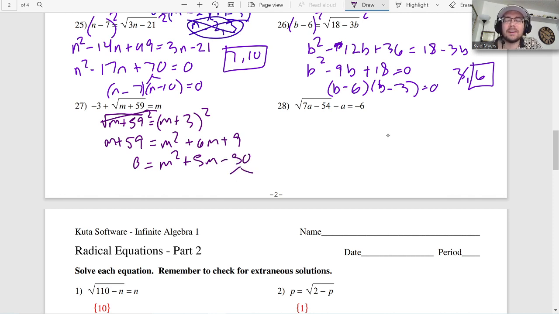So let's see, 5 and 10. Yeah, that should work. 5 and 10. We're going to get positive 5. Boom, boom, boom, boom. So m should be 5 or negative 10.